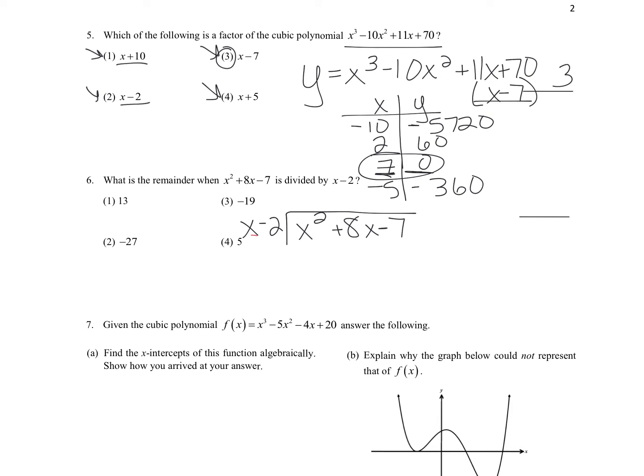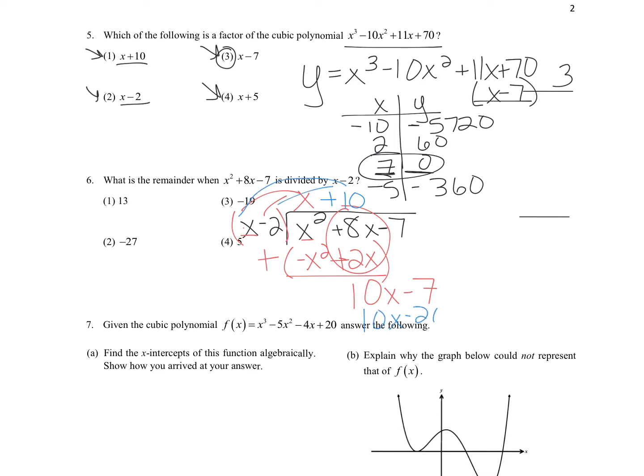So I'm going to say how many times does x go into x squared for this method. X times x is x squared, x to the first times x to the first. Then we're going to multiply this out. So we have x squared minus 2x. Distribute our negative. 8x plus 2x is 10x minus 7. How many times does x go into 10x? That's 10 times. So now I'm going to multiply this out. I get 10x minus 20. Distribute my negative sign, cancels. Negative 7 plus 20 is 13. So the correct answer is number 1.